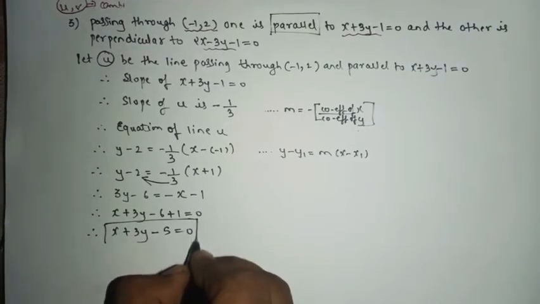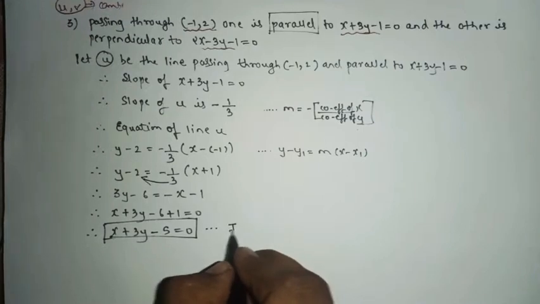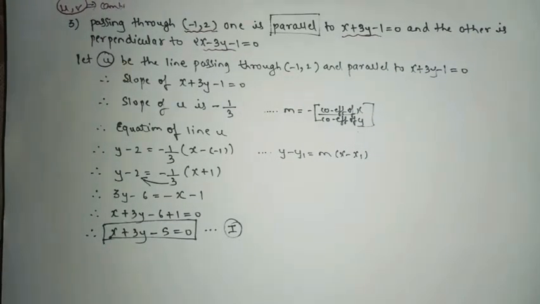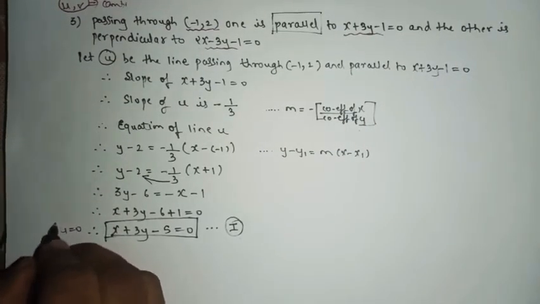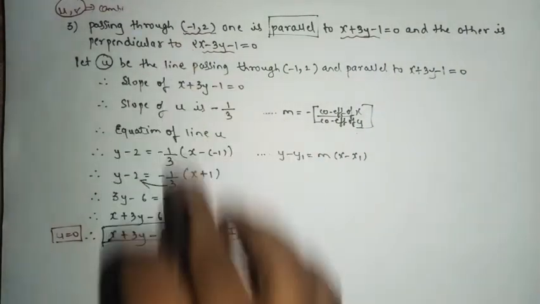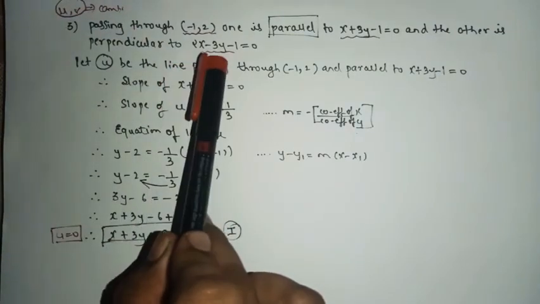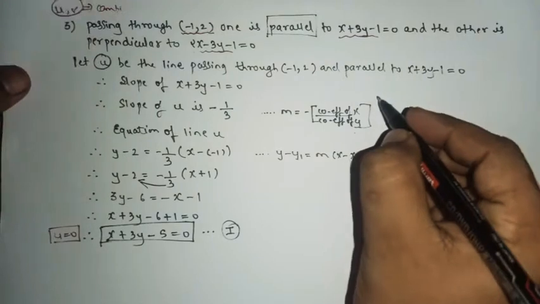So therefore x plus 3y minus 5 equals to 0. So here we got an equation, so we'll give this equation as equation number 1. So actually here we got what? Exactly u equals to 0. Yes or no? Understood the meaning of the question? Now the second line is perpendicular to this line, yes or no? So that part I will solve here. Okay, listen.